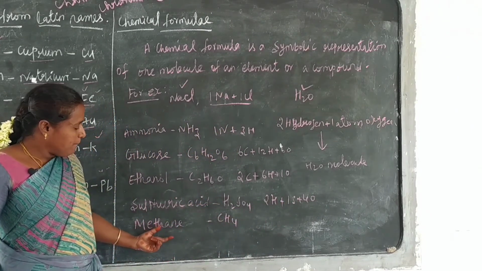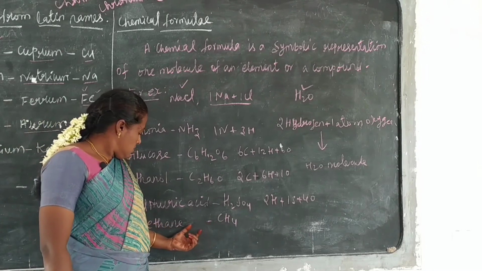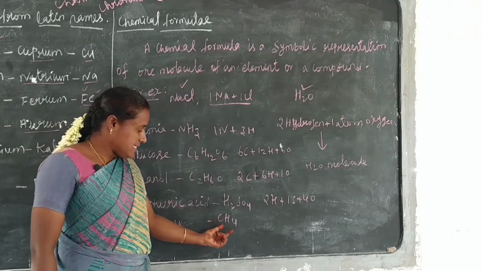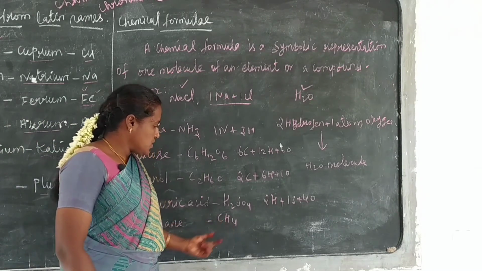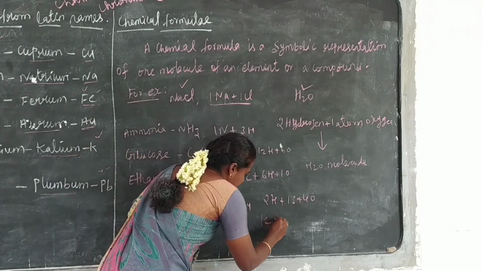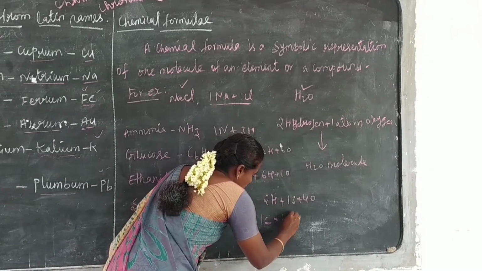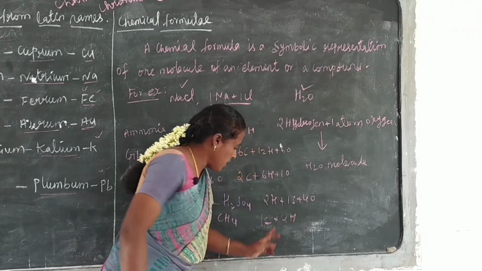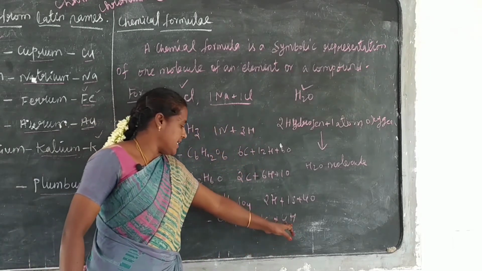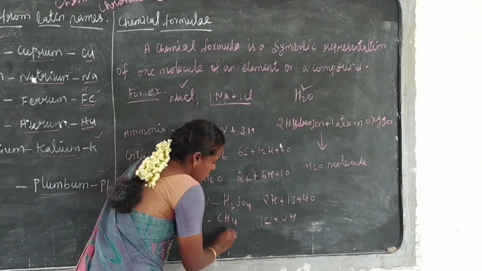Next one is methane. The chemical formula for methane is CH4. CH4 contains 1 carbon atom and 4 hydrogen atoms. 1 carbon atom combines with 4 hydrogen atoms to form a methane molecule.